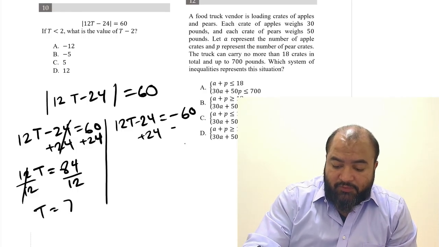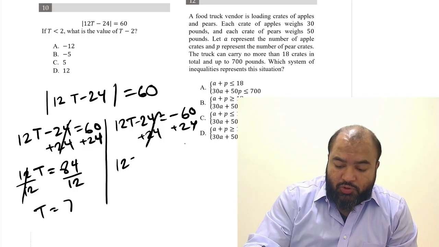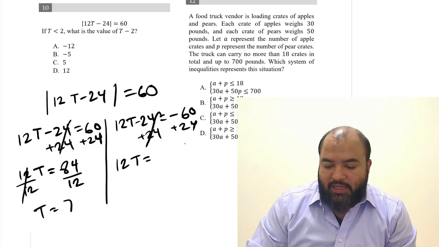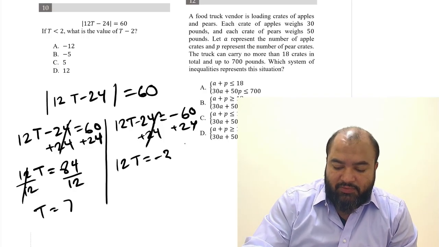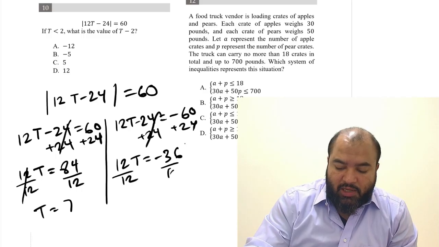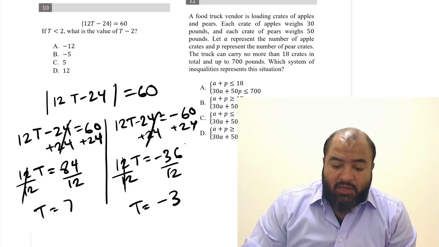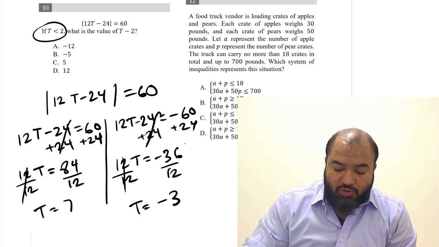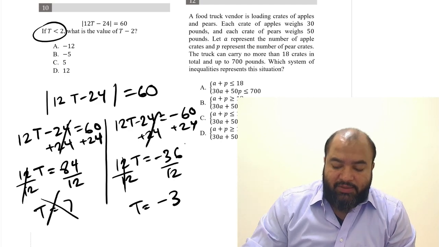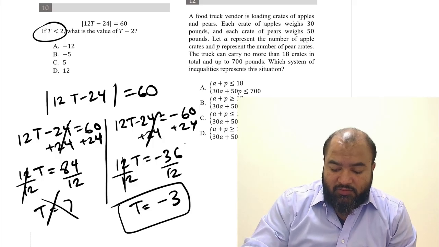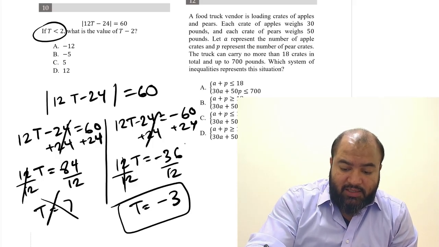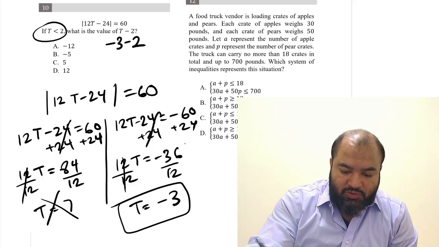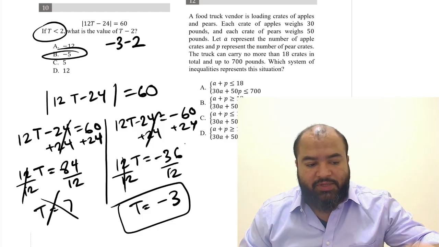Here, plus 24 both sides. So 12t equal to, how much is that? 36. Yeah, negative 36. Divide by 12. So t is equal to negative 3. Now look, if t is less than 2, it means we have to reject the 7. So we're going to use this value, negative 3. Then what is the value of that? So we're going to plug it in. Negative 3 minus 2 is negative 5. So B is the answer.